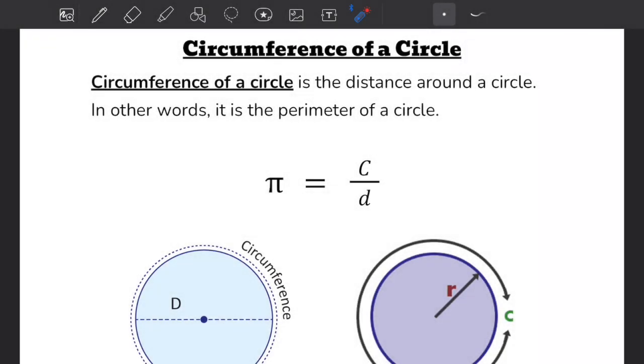Let's look a little bit deeper into the circumference of a circle. By definition, the circumference of a circle is the distance around the circle. In other words, it is the perimeter of the circle. And we're going to use the number pi to calculate circumference, or even diameters or radii later on.